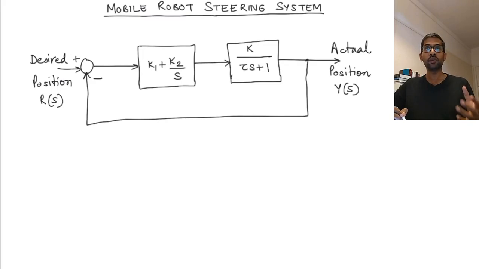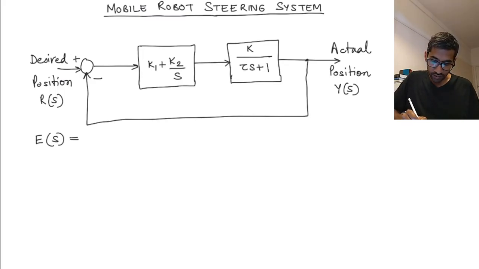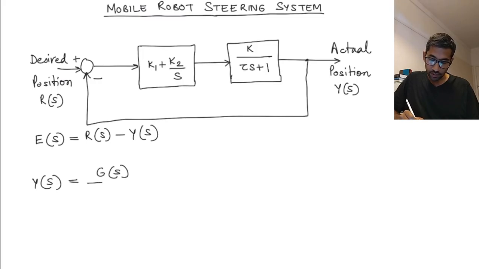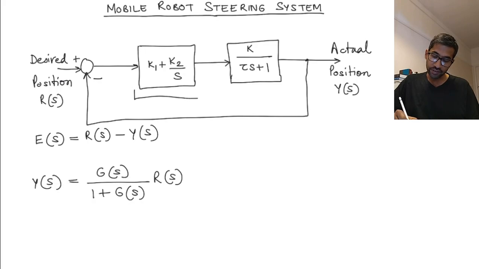Now what we want to do is find out the steady state error of the system. To find the steady state error, we need to find the error E(s), which is given as R(s) minus Y(s). However, this can only be done if we know Y(s), which is G(s) over 1 plus G(s) times R(s), where G(s) is going to be this term multiplied by this term.